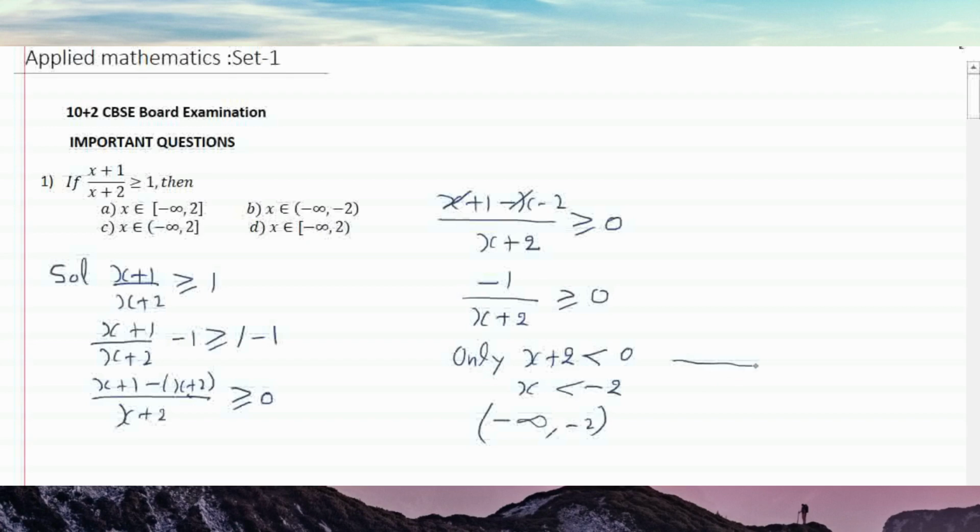You can think of it like this also. Suppose we have a number line, this is your 0, and here we have minus 2. If you try to draw a graph, children, this graph comes to be like this, right? Actually, it goes to minus infinity, and here it goes like this. This is your minus 2. So the solution set for this is minus infinity to minus 2, children.